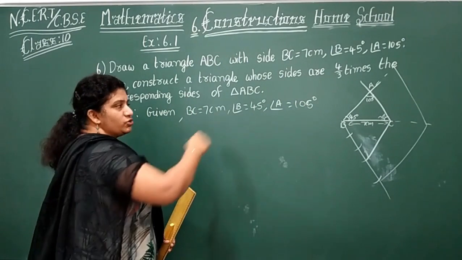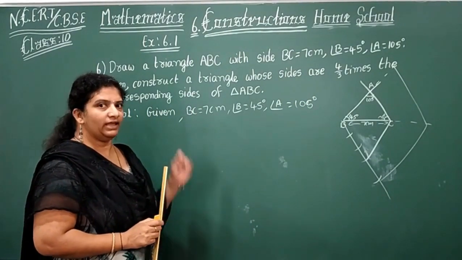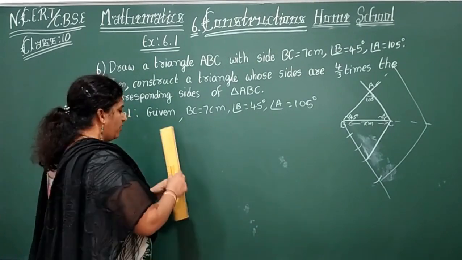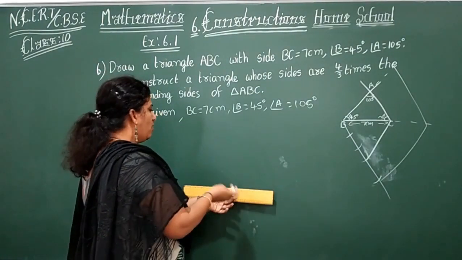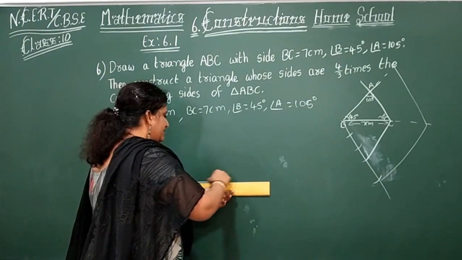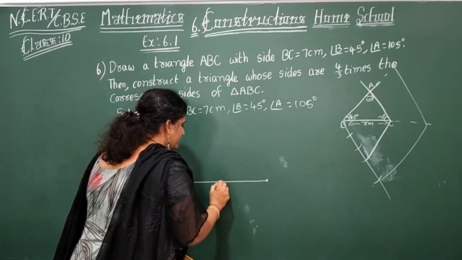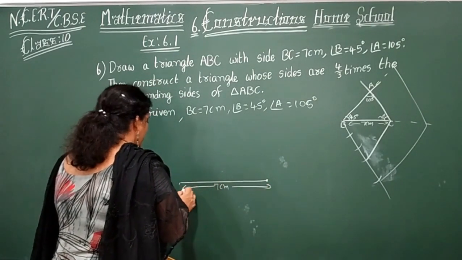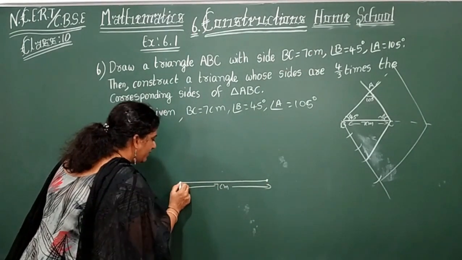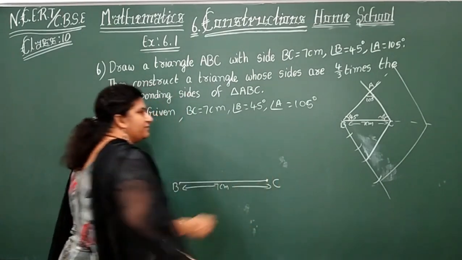If you add these two angles, it will be 150. 180 minus 150 will be 30 degrees. So now what am I going to do? First, children, look here. What is your base? 7 centimeters. Okay, this is 7 centimeters, children. Draw a line segment and mark it as BC.